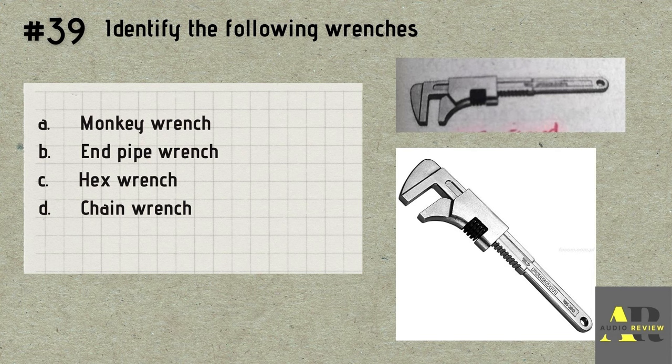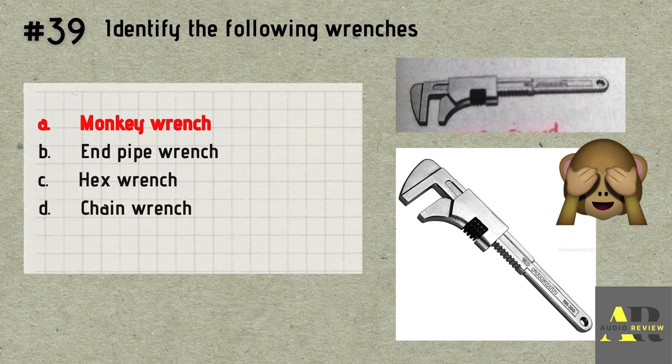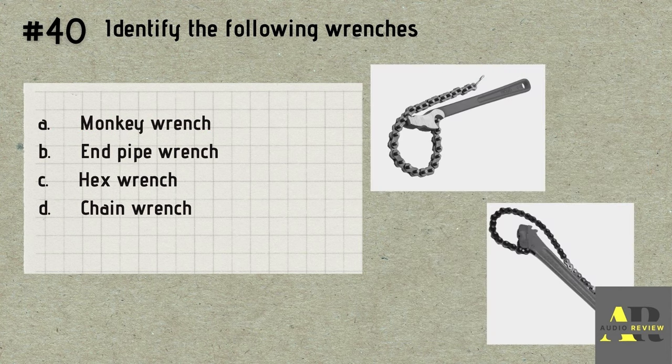Question 39. Identify the following wrenches. A. Monkey wrench, B. End pipe wrench, C. Hex wrench, D. Chain wrench. The answer? It's A. Monkey wrench. A wrench with one fixed and one adjustable jaw at right angles to a straight handle.